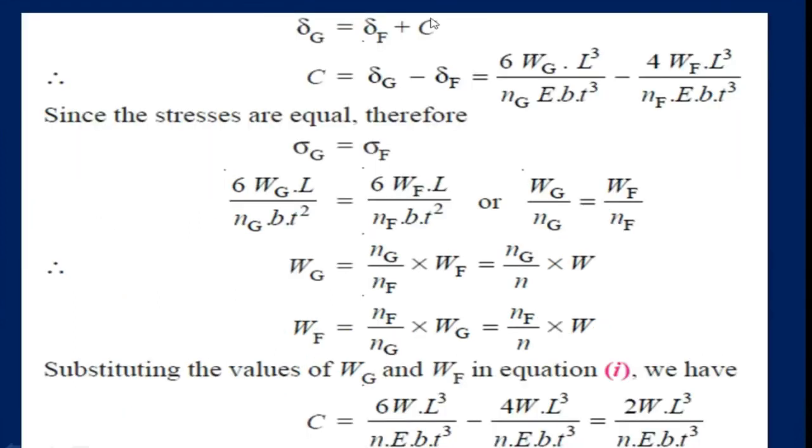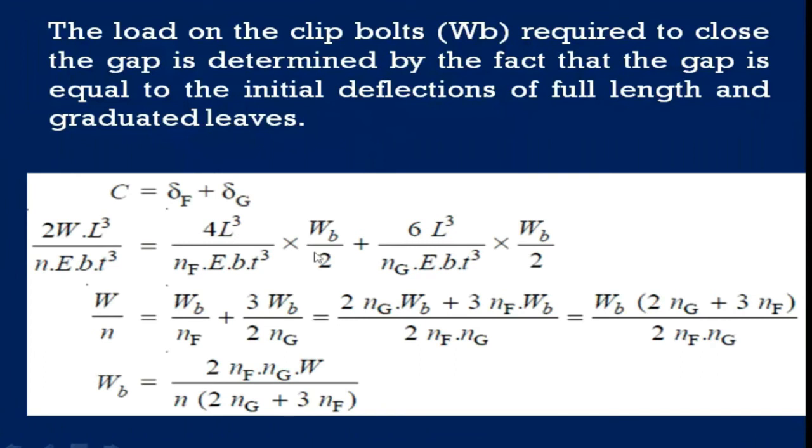But this is due to load acting on the spring due to load on the vehicle. So this is load acting on the spring leaves due to vehicle load, and here due to tightening of the bolt. Okay, so you must differentiate these two equations. Now you will get 2WL cube, and simplify this equation. Finally, you will get WB. What is WB? The load applied by tightening of the bolt on the leaf spring. WB is equal to 2 into, in terms of the external load, 2NF NG into W divided by N into this one.